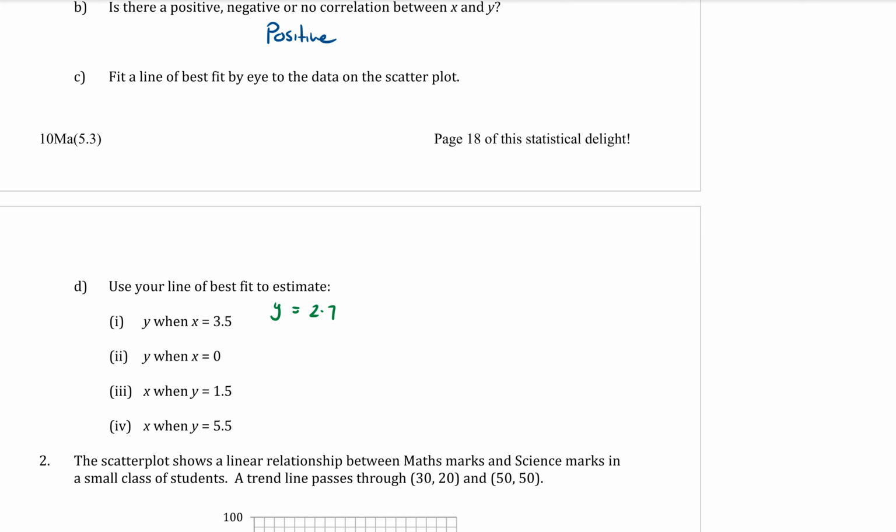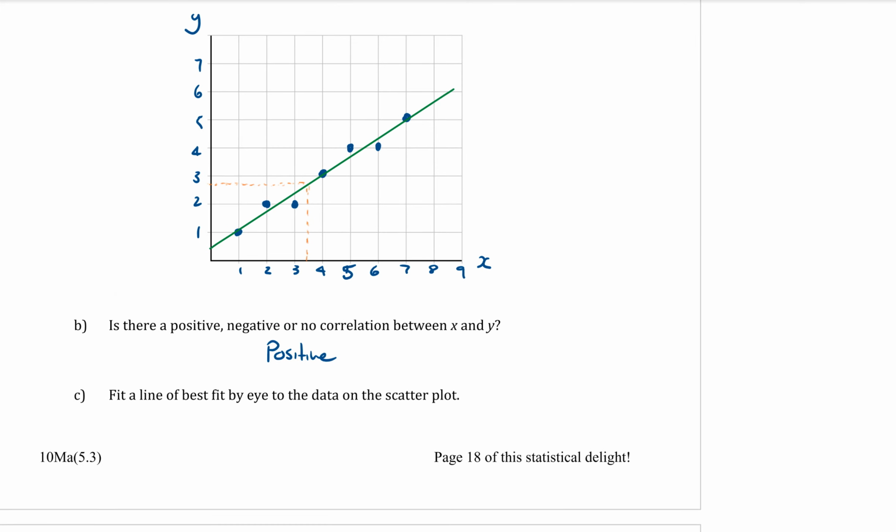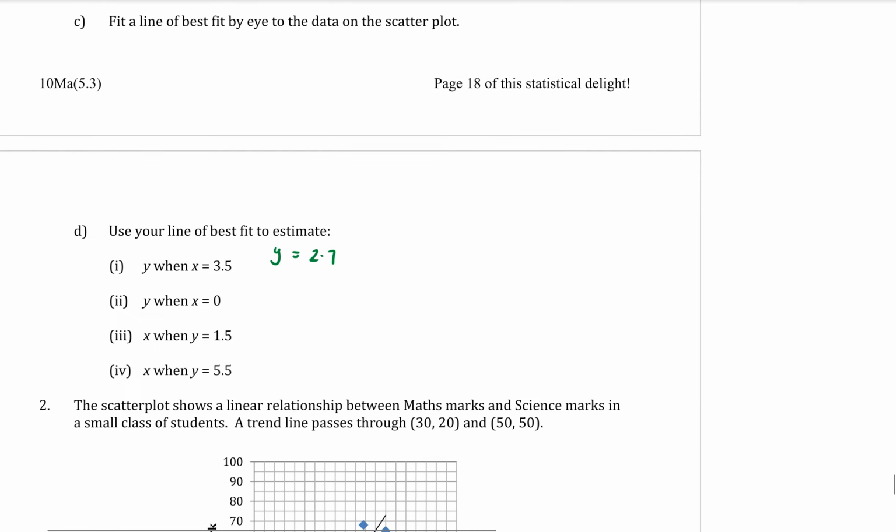Then we want to find y when x equals 0. So this is an extrapolation, isn't it? Because my lowest value was a 1, I'm extending my line out here so I can read what is happening when x is equal to 0. What's y equal to? What do you guys think on your graph? About 0.5 or 0.4, maybe slightly below, somewhere in that vicinity. So y equals 0.5.